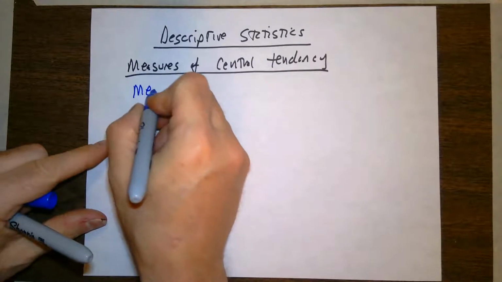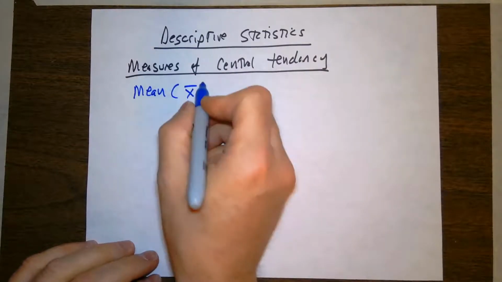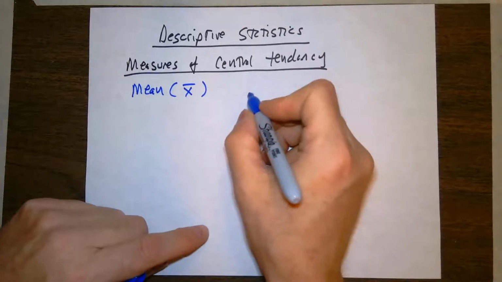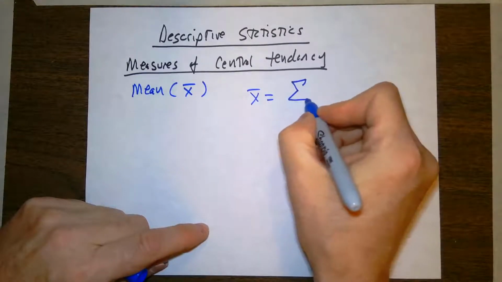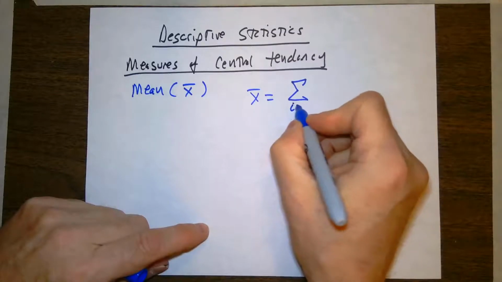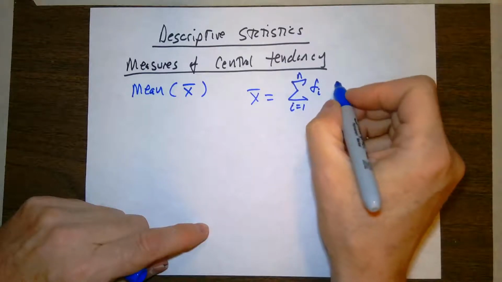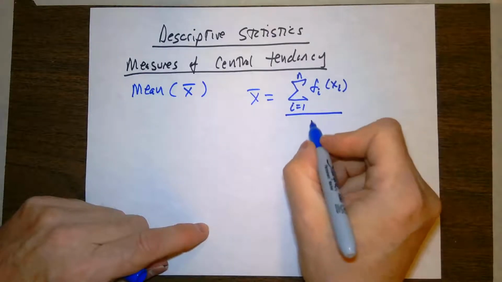They are the mean, which we know is the arithmetic average. Now, the mean has a special symbol, X bar. That's the symbol we use for mean. It even has a crazy formula. Now, we know what the mean is. We know how to find it. You just add up all the numbers and divide by how many numbers there are. But the formula for mean looks like this. X bar is equal to the sum from i equals 1 to n of x sub i divided by n.